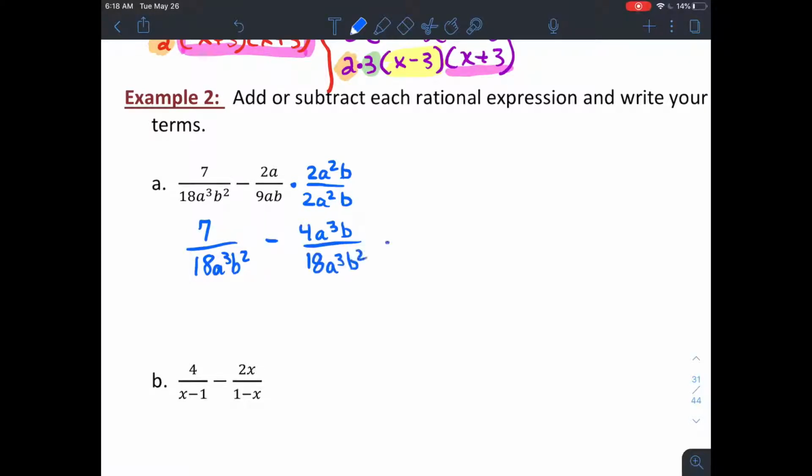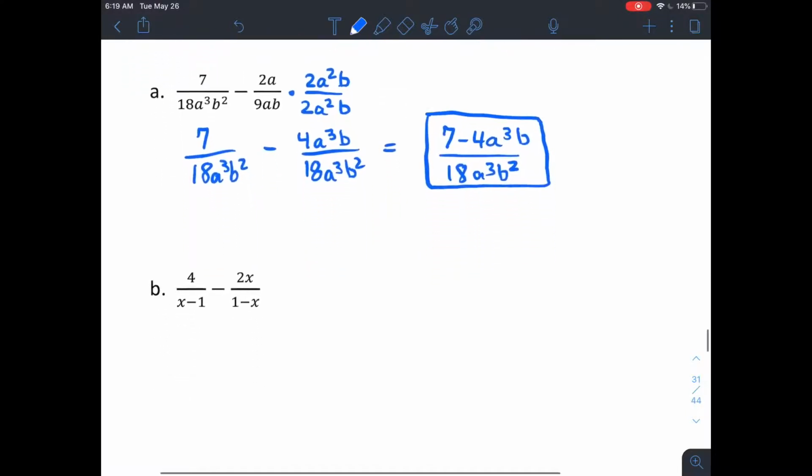Now if I'm subtracting those, I'm going to write it as a single fraction now, since your denominators are the same. And then you can't really simplify because you can't combine the top. There aren't like terms, and there's no common factors to factor out.